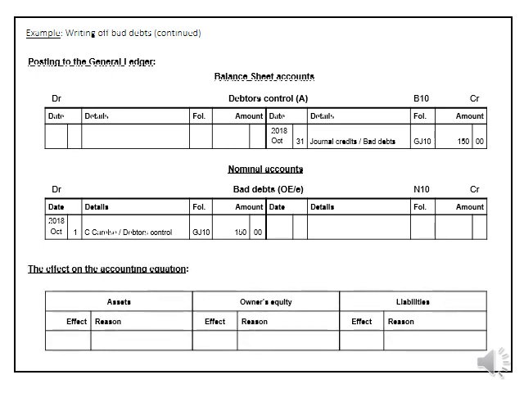The effect on the accounting equation of this transaction: our assets decrease because our debtors control decreases. Our owner's equity will decrease because bad debt is an expense.